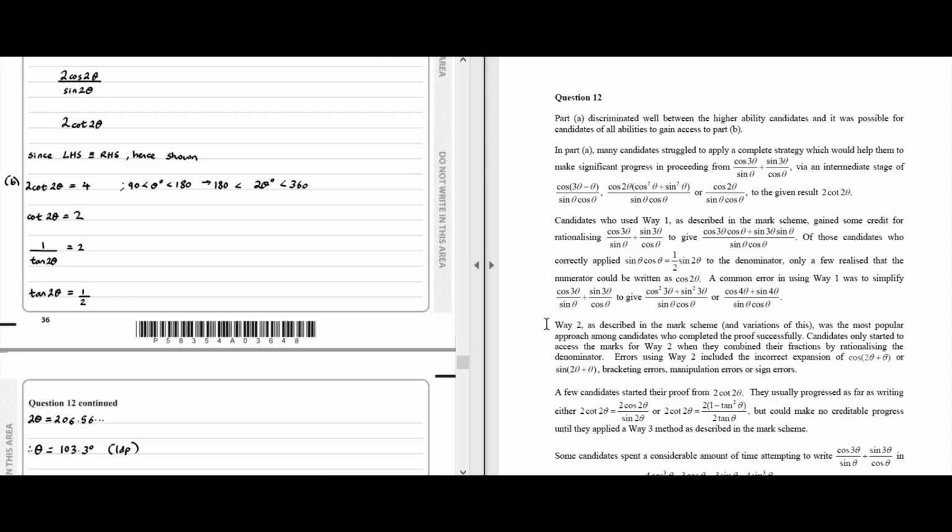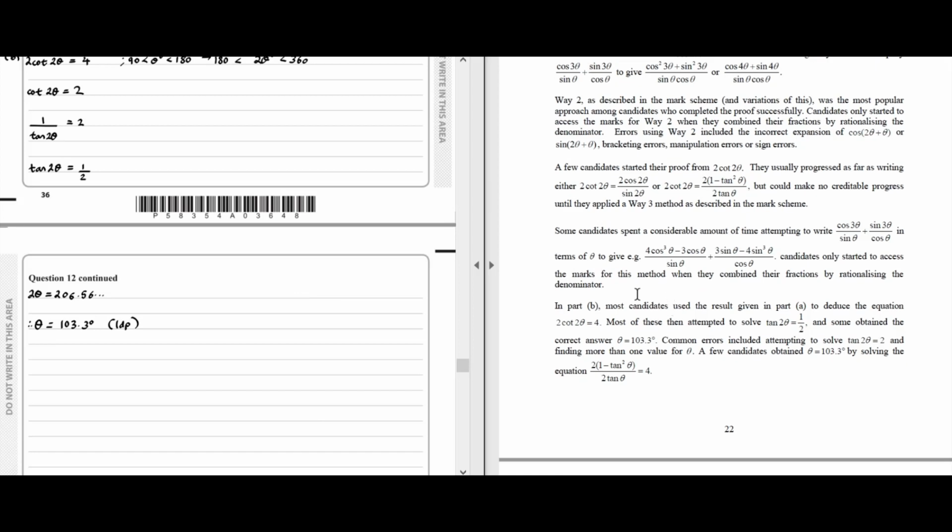Way 2 in the mark scheme was the most popular approach. Way 2 described in the mark scheme was to combine the fractions by rationalizing the denominator, and you can read all about that over here and take a look at the mark scheme. Some people weirdly spent a lot of time writing out cos 3 theta and sine 3 theta in terms of powers of sine, which wasn't needed.